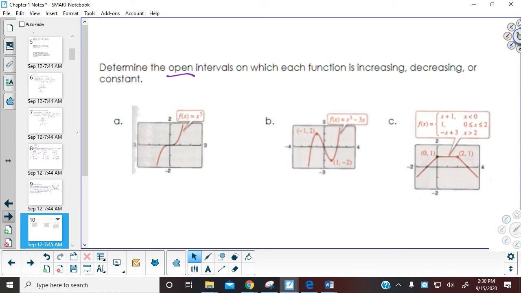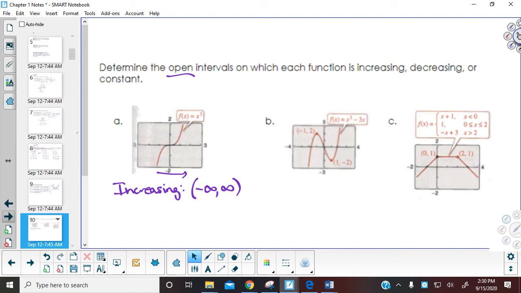So as you look at letter A here, as you read left to right, this graph is always growing. Now, I will be honest, in the middle here, it's not growing very quickly, but it is still growing. So your increasing interval is just going to be the whole graph. It's going to be negative infinity to positive infinity. And again, infinities have parentheses.